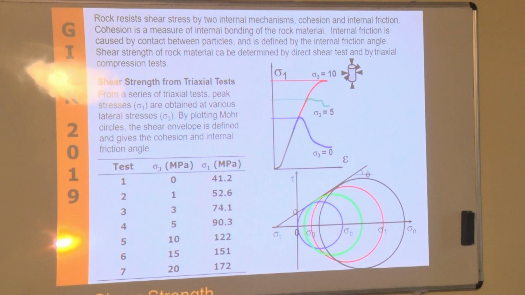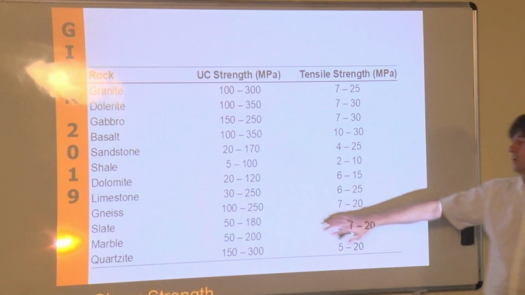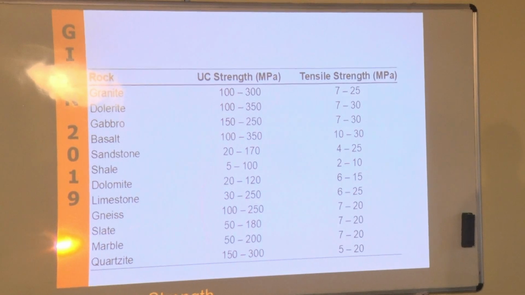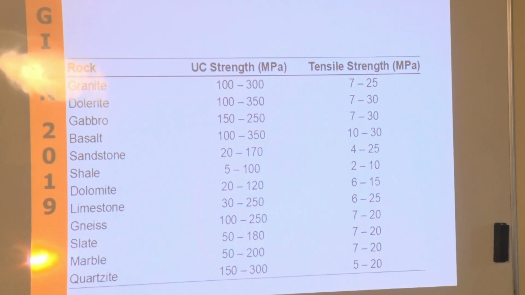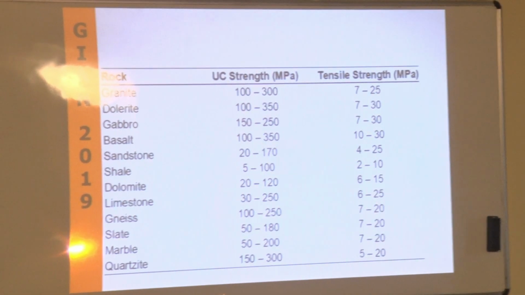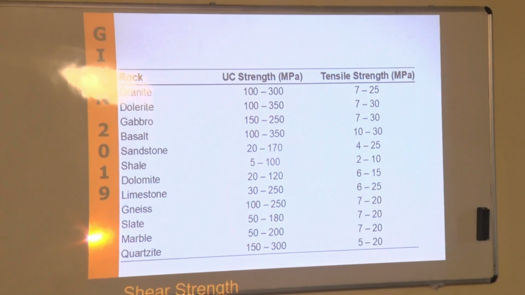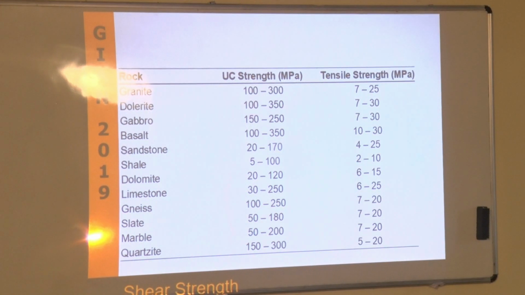So again, there are a few issues. As you were told before, there's a huge range in values. For example, for UCS, limestone can go from very weak to really strong. So limestone doesn't mean much; it's the type of limestone you're dealing with that you need to refer to, and that will reduce the range. But there will always be a range of values. Tensile strength again has a huge range.